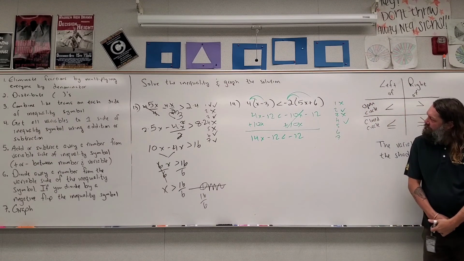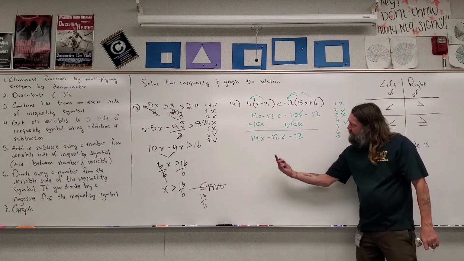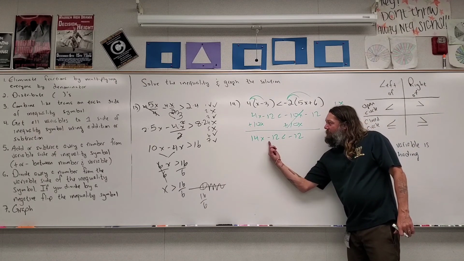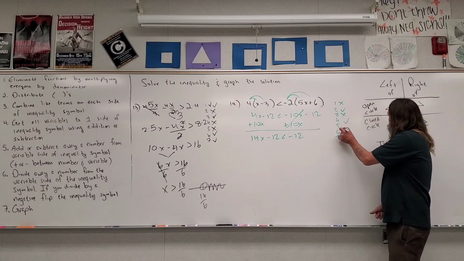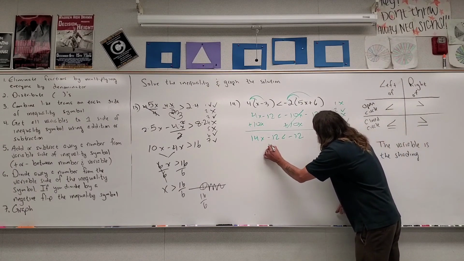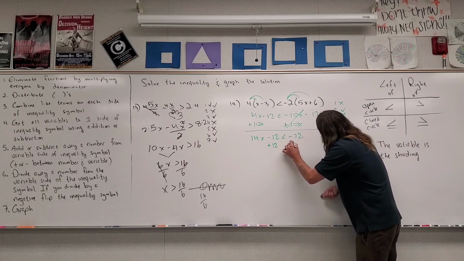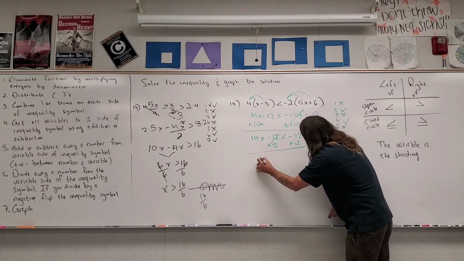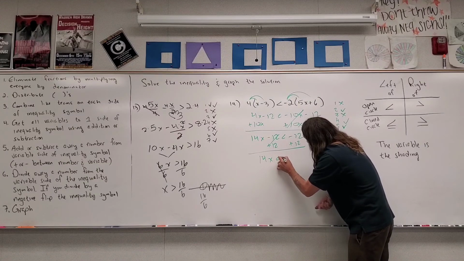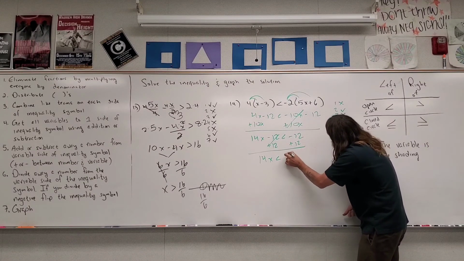Step 5, can I add or subtract away a number from the variable side? Yes, I can add away a 12 because I have a minus between a number and a variable. So I can get rid of that minus 12. So I'm going to add that to both sides. Plus 12, plus 12. There we go. So that cancels out. I'm left with 14x is left of 12. Minus 12 plus 12 is 0.